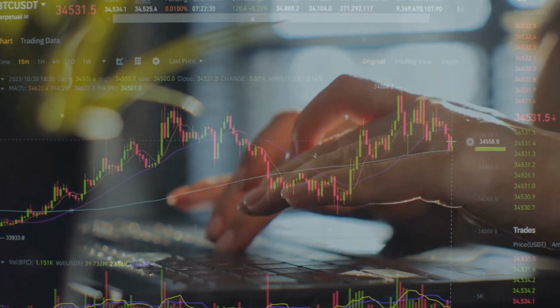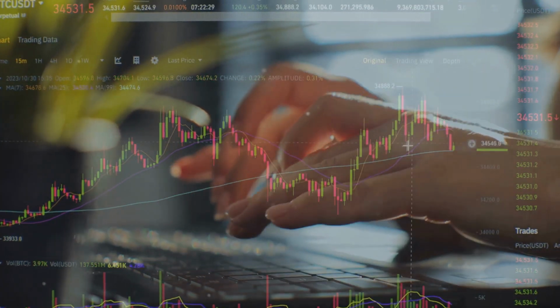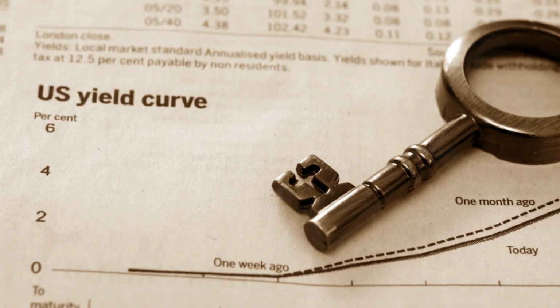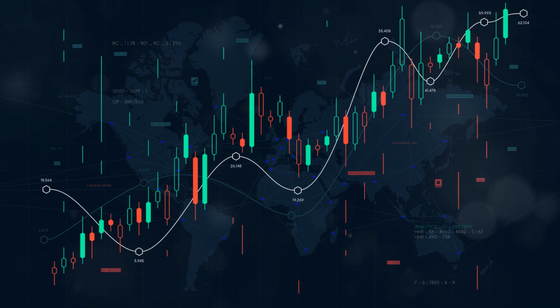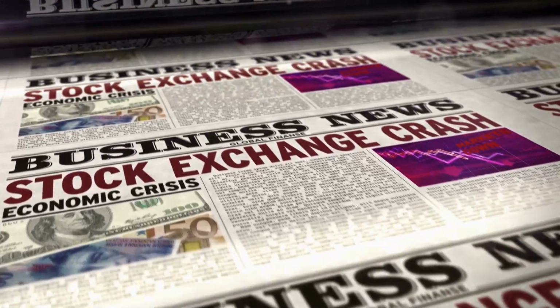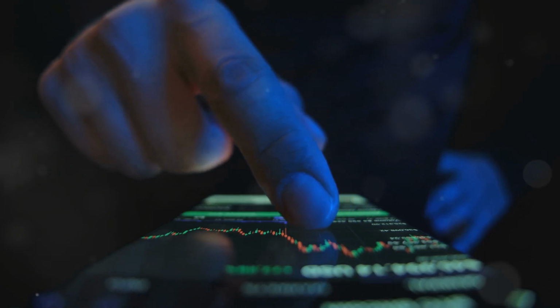Risk appetite: when investors become more risk-averse, they tend to buy safer, long-term government bonds, driving their yields down. This demand can lead to a flattening or inverting yield curve, especially if economic uncertainty is rising. The importance of the yield curve can't be overstated.